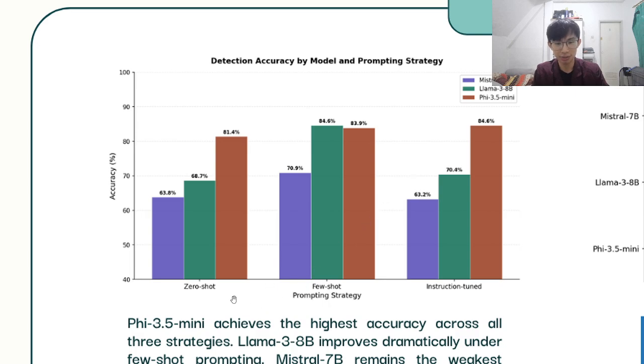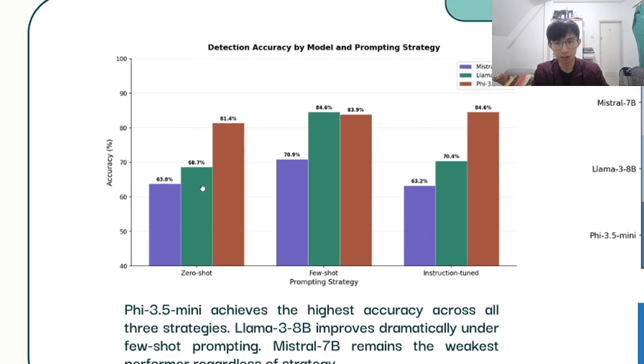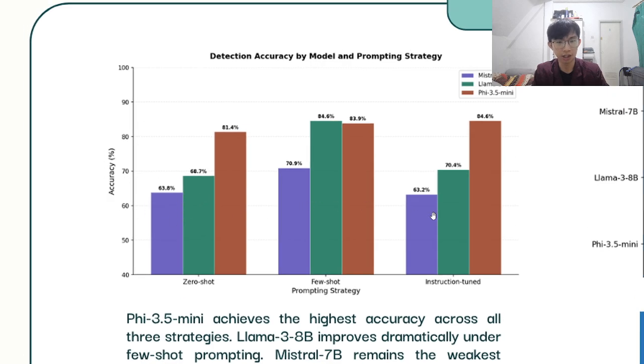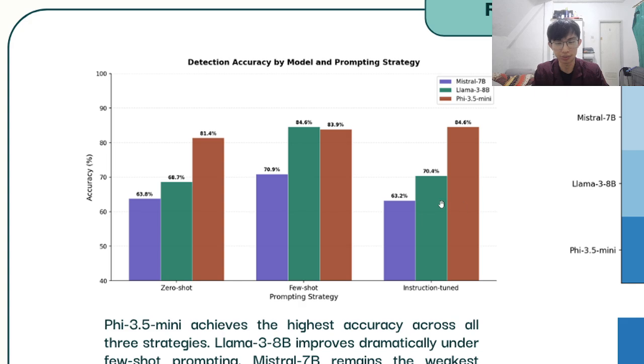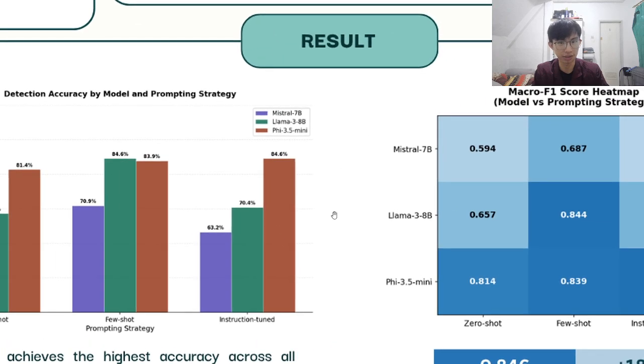And also from the strategy, we can see that few shot has much higher scores compared to the other strategies, especially for Llama. As you can see right here, it has a very significant jump in accuracy. But on the other hand, Mistral has pretty bad performance overall compared to the others.